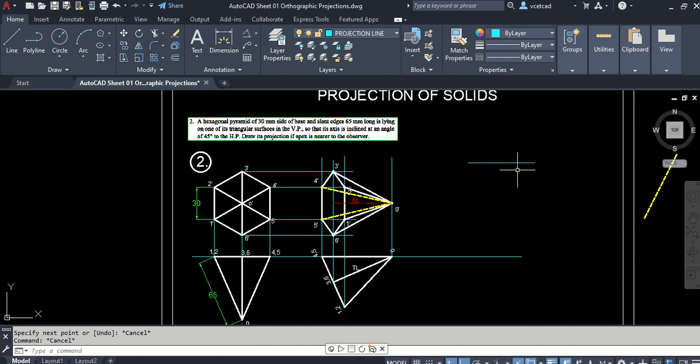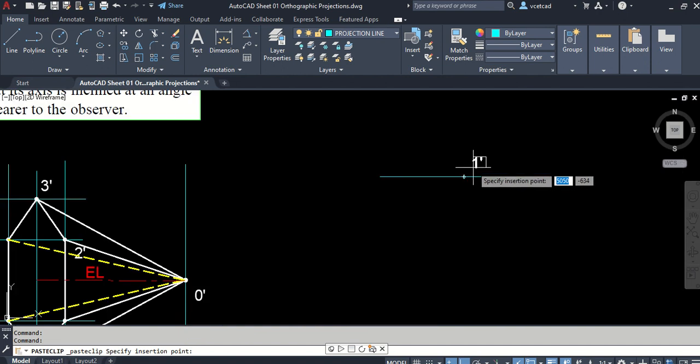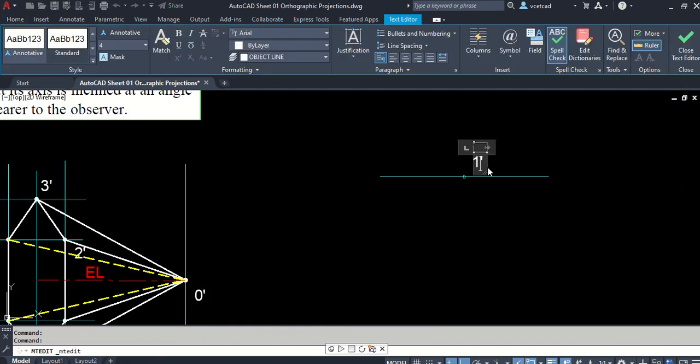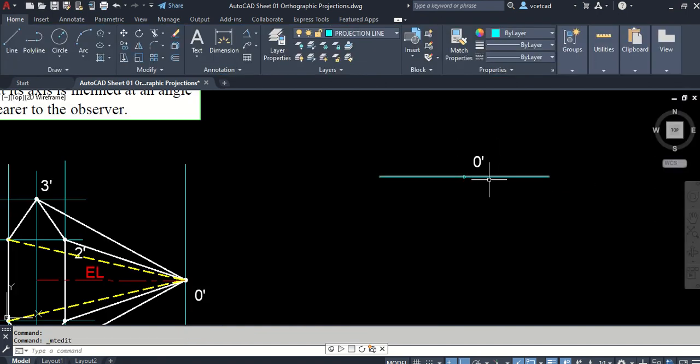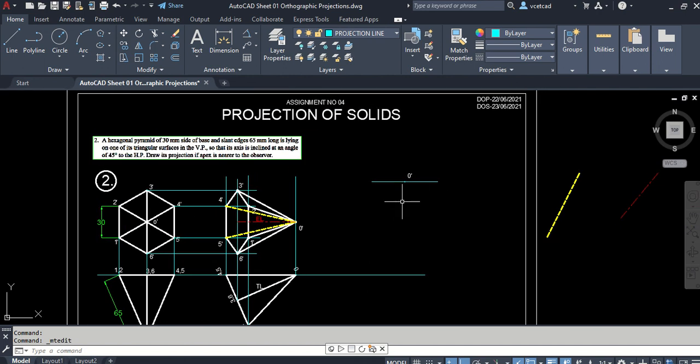So first locate the point. I'll take the point here, which I can name as point O dash. I have taken the point O dash. Then you have to draw an inclined line which will represent the true length of the axis, inclined at an angle of 45 degree. So I will draw a line from this point, inclined at 45 degree.